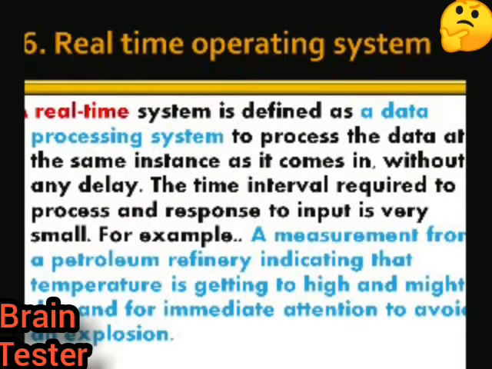Now the real-time operating system. What is a real-time operating system? A real-time system is defined as a data processing system that processes data at the same instant as it comes in, without any delay. The time interval required to process and respond to input is very small. For example, a measurement from a petroleum refinery indicates that the temperature is getting too high and needs immediate attention to avoid any explosion.